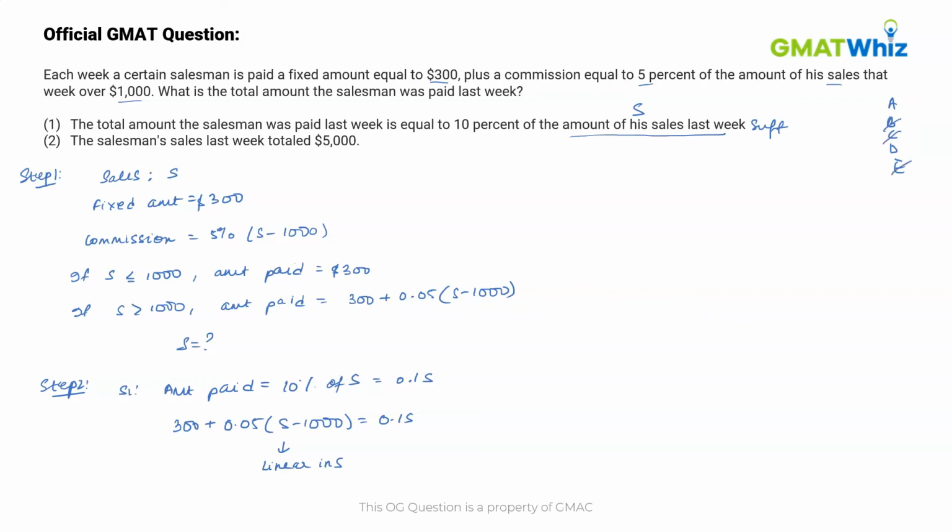We now check the sufficiency of statement 2. In statement 2, we are given that the sales last week total 5000. So here we are directly given the value of S, which is $5,000. After plugging in the value of S in the amount paid, we will get the required amount. So statement 2 is also sufficient, and thus the correct answer is option D.